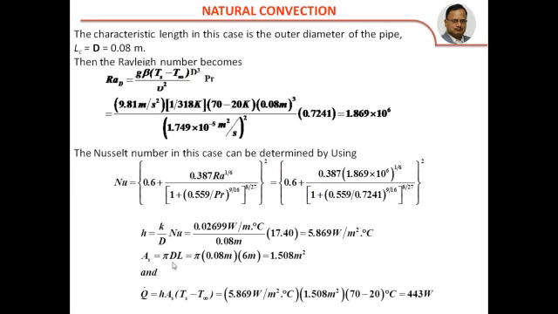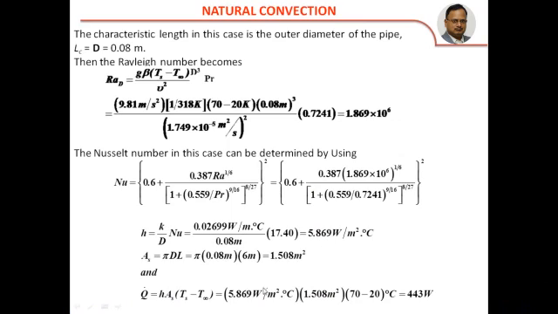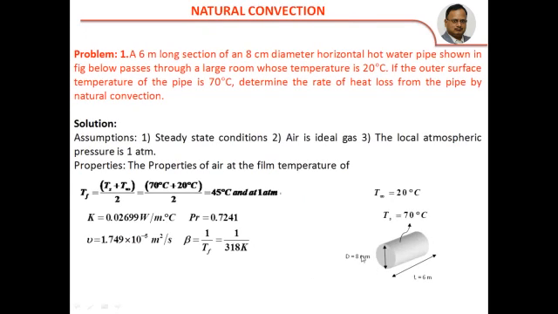And now the surface area of the pipe is pi d L. So pi into 0.08 into 6, 1.508 meters square. And Q is equal to h A delta T, that is h is 5.86, surface area is pi d L, delta T is 70 minus 20, which is equal to 443 watts. So if you look at this pipe problem, because of its horizontal position, it loses only 443 watts and the Rayleigh number became very less, around 10 power 6.